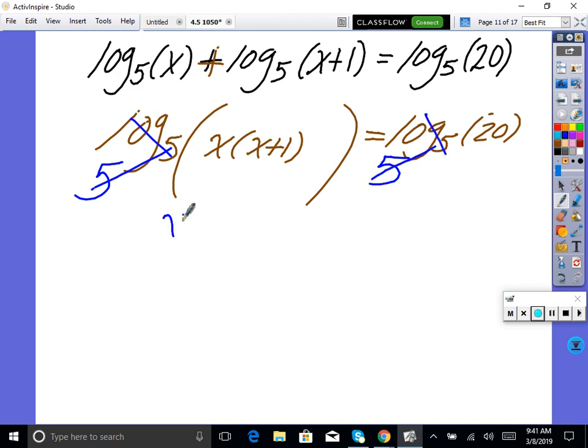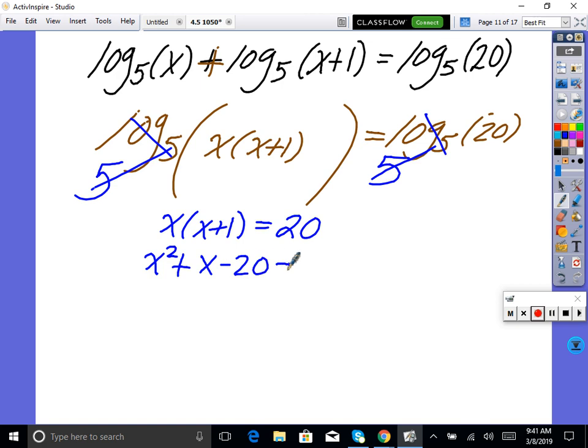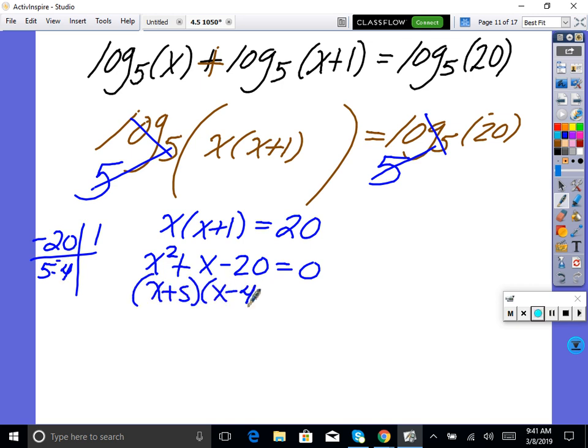So my true statement is x times x plus 1 equals 20. To solve a quadratic, I would get it in standard form and solve by factoring. What multiplies to be negative 20 and adds up to be 1? 5 times negative 4. So x plus 5, x minus 4. x equals negative 5, x equals 4.